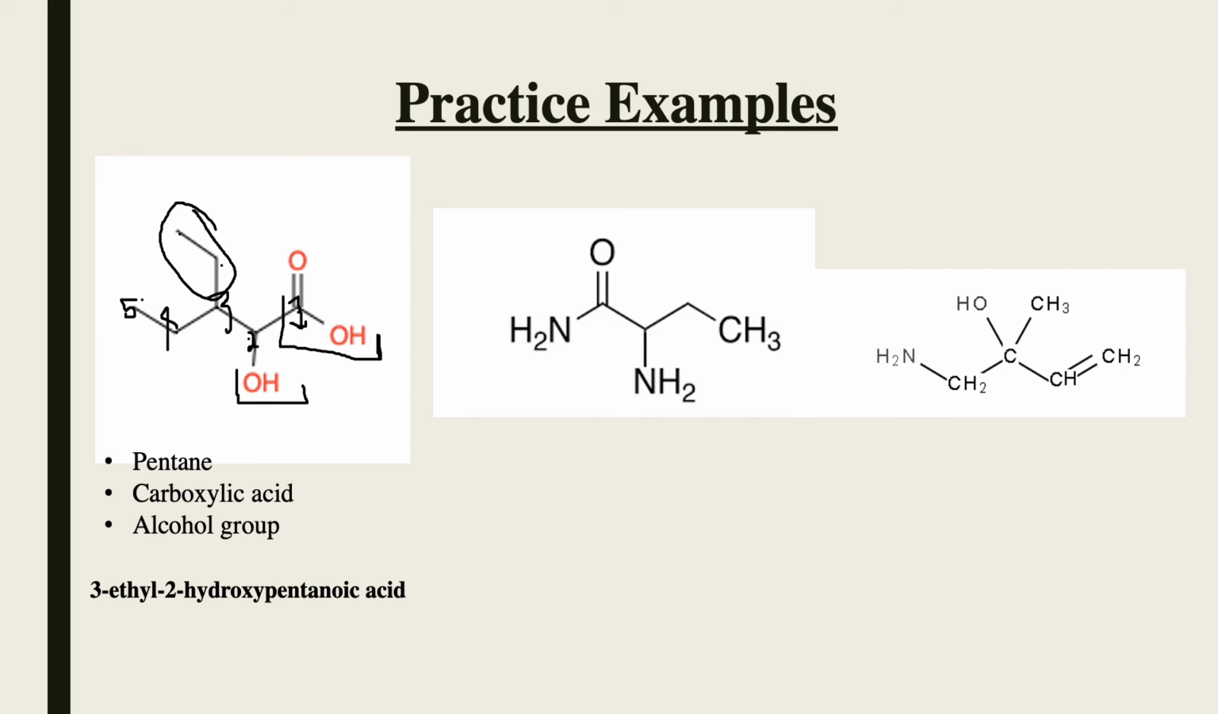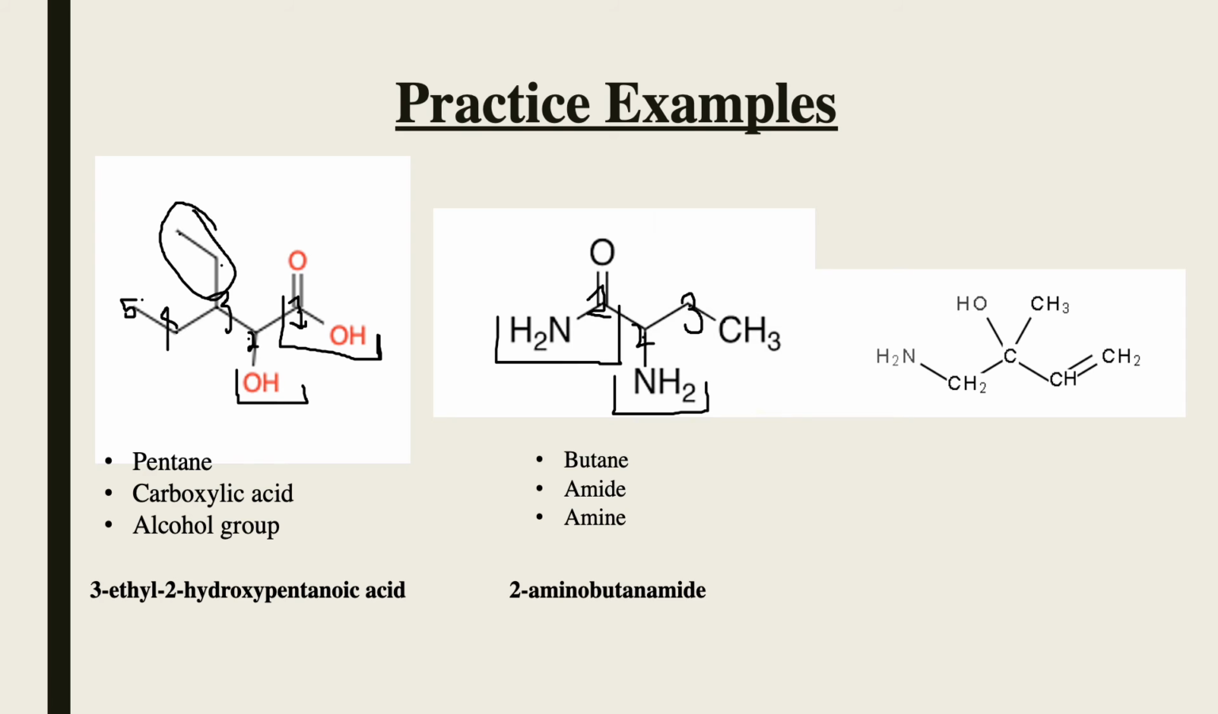Moving on to the next one, we're going to count out our carbons. 1, 2, 3, 4. Okay, so that's going to give us butane. And now identifying our groups, it seems here that we have an amide and here an amine. Numbering them so that the amide takes the lowest carbon number, we have 1, 2, 3. We're going to give it the name 2-aminobutanamide.